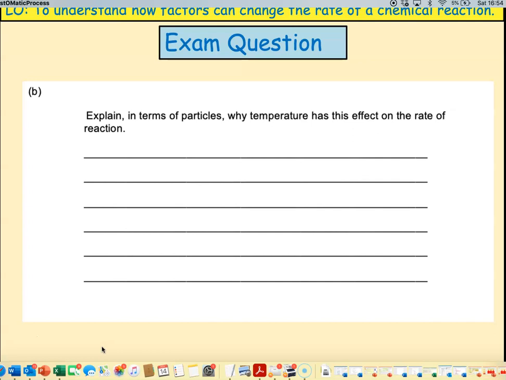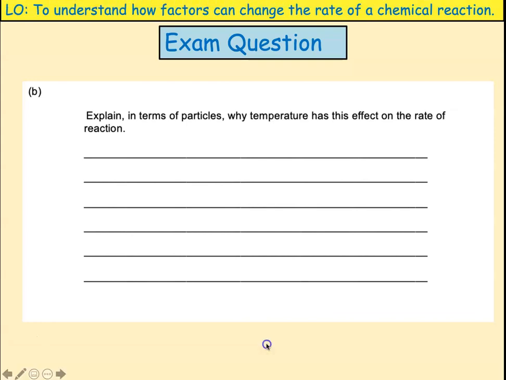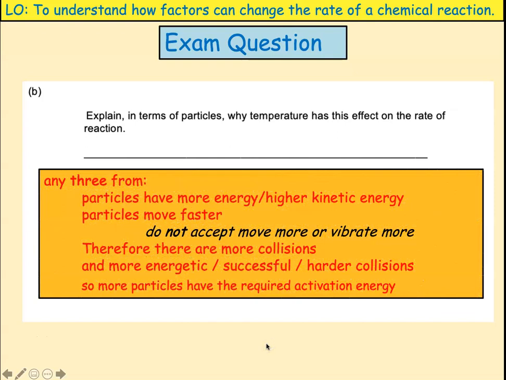Right, explain in terms of particles why temperature has this effect on rate of reaction. I think by this effect we mean why temperature will increase the rate of reaction. So pause the video now and come back when you've answered it. Okay, so explain why temperature increases the rate of reaction. So any three from these answers, and this is typical for an exam question, so it allows you to give three of these answers. You don't have to give all of them, although a good answer would have all of them.